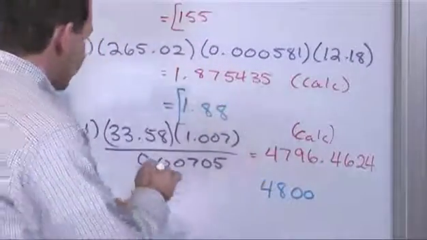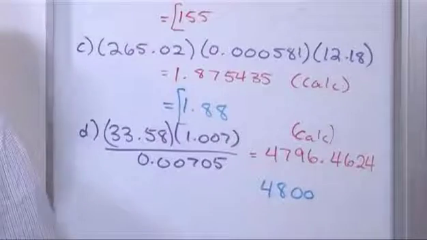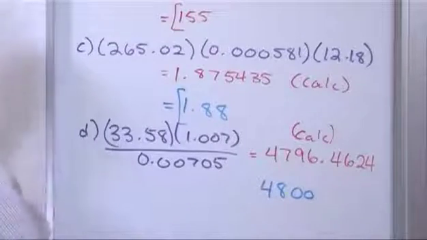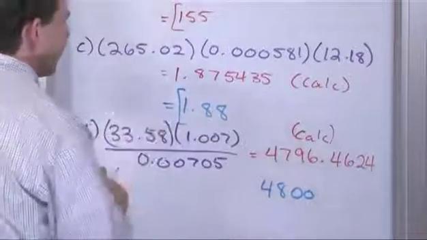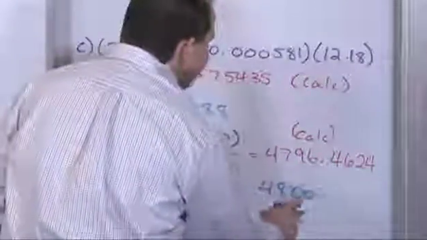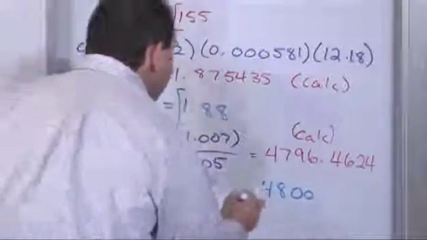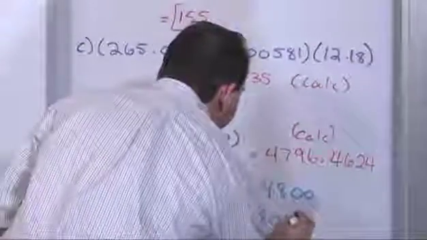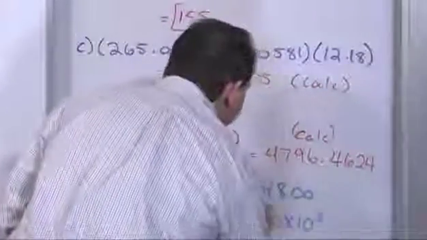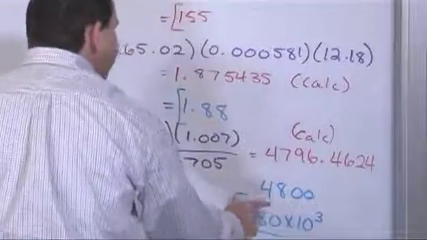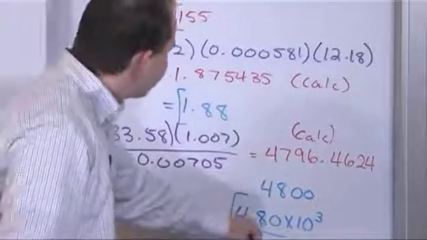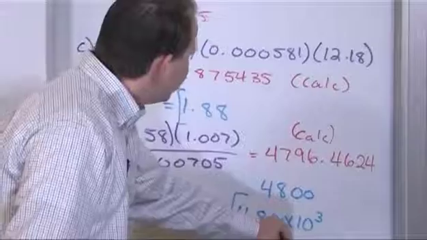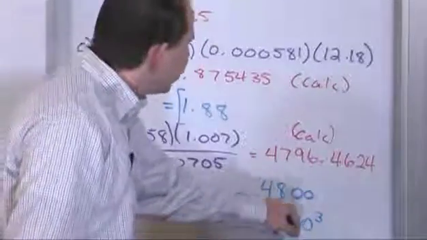But the way you get around it, to write your answer down in a bulletproof way that will never get you the wrong answer, is write it in scientific notation. Instead of writing it this way, write it like this: 4.80 times 10 to the 3. And when you think about it, this is what you're really trying to say, because if you move the decimal 3 spots, 1, 2, and then 1 more, it really is 4,800.